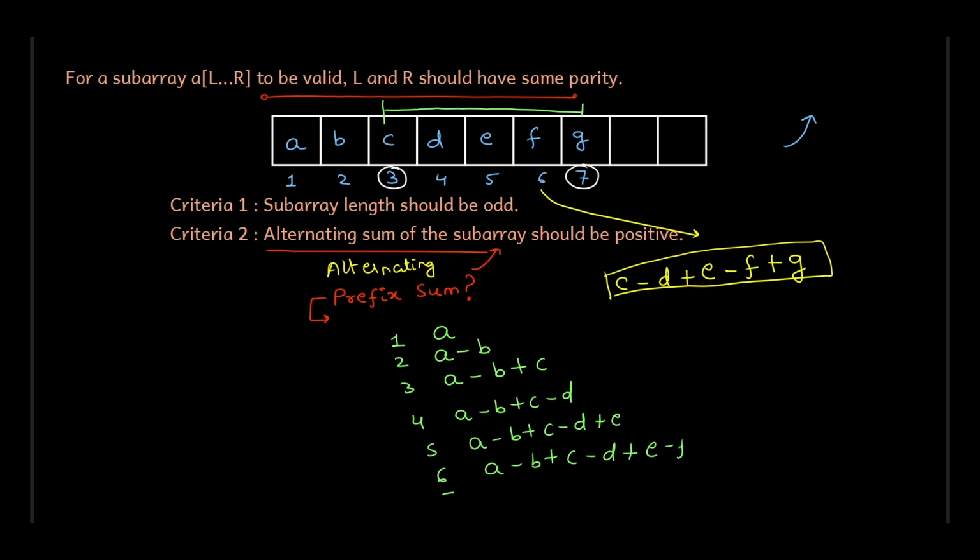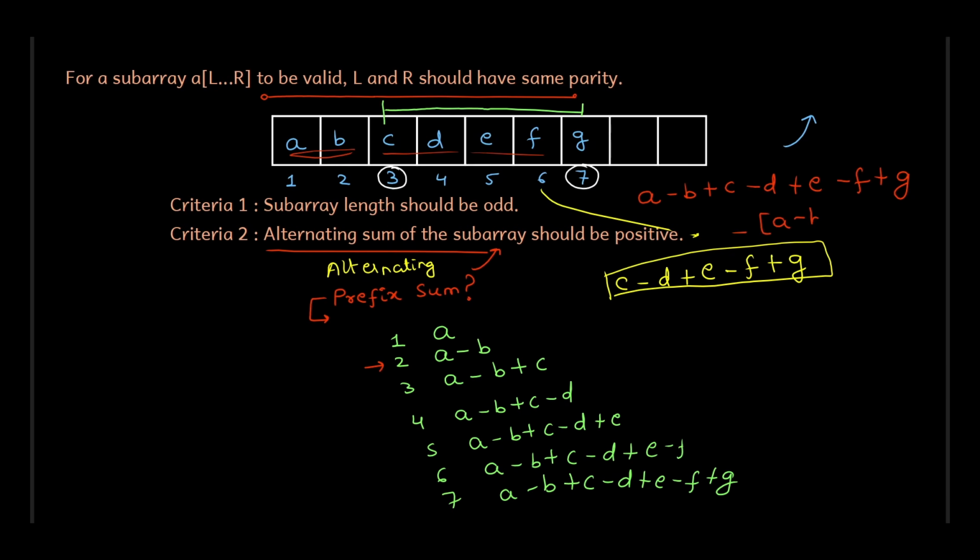Let me write that down as well. Prefix of 7 is A minus B plus C minus D plus E minus F plus G. So you take this entire big thing and you write it down. So what is the big thing? The big thing is A minus B plus C minus D plus E minus F plus G. And then you want this section only, so you want to remove all traces of this part. So you look at the prefix of L minus 1, which is this one, A minus B, and you subtract it. So you do minus A minus B.